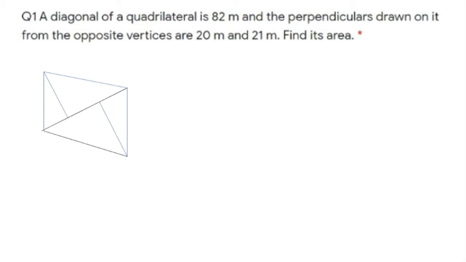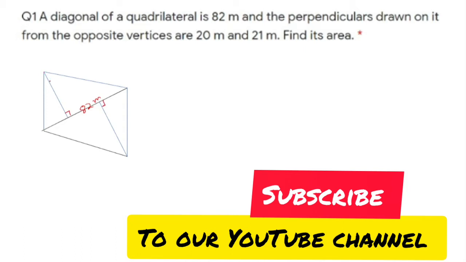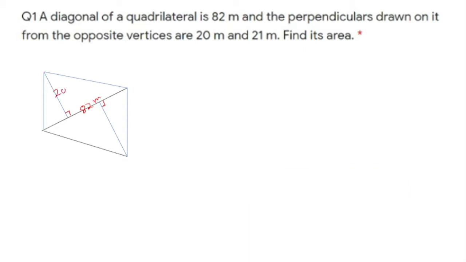A diagonal of a quadrilateral is 82 meters. So you are given, this is a quadrilateral where the length of the diagonal is 82 meters and the perpendiculars drawn on it from the opposite vertices are 20 meters and 21 meters. So I'll tell you a trick children. In this quadrilateral you get two triangles with the base same.